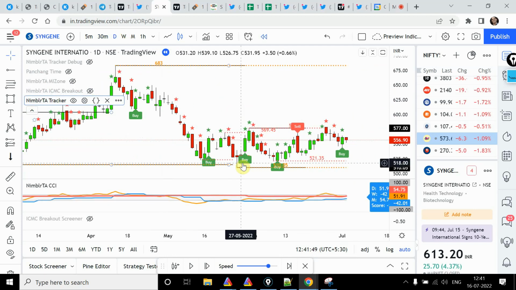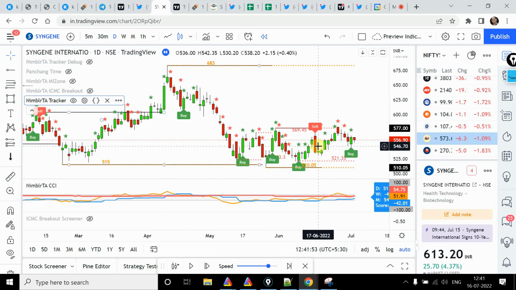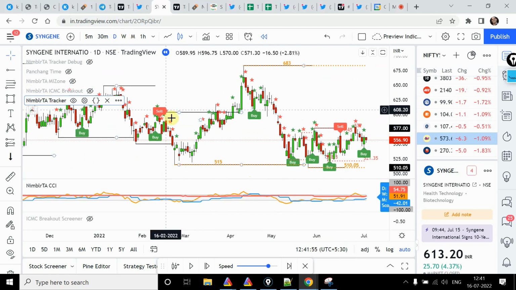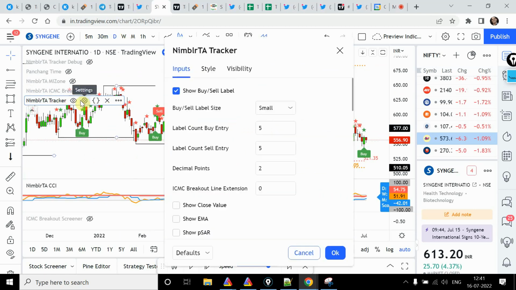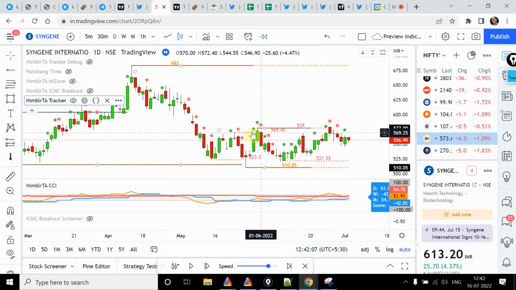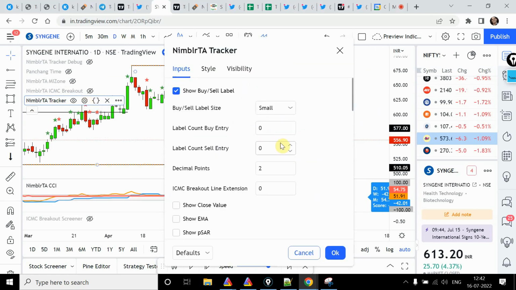It gave you a buy over here, a buy, a buy, a sell, it again gave you a buy, and so on. So it will keep on adjusting, and it will always show the latest buys which are there at that moment. Okay. Is NimblrTA Tracker a free indicator or do we have to buy? No, it's a license indicator, so it will require a license.